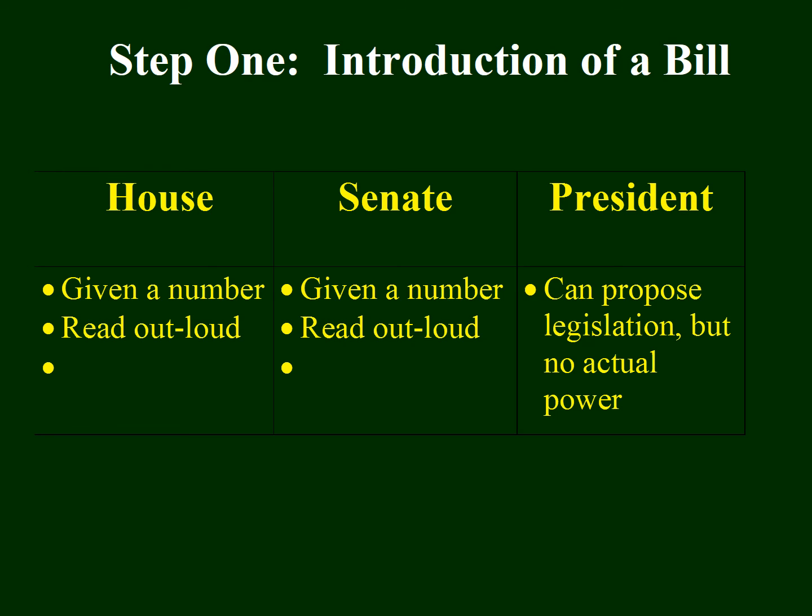Another thing that happens in this first step, the introduction of a bill, would be that the proposal would be read out loud, whether it deals with education, American foreign policy, tax on estates, or whatever the issue may be. It gets read out loud. It could be the entire bill, but often what happens is that an executive summary is read out loud, and then the rest of it is entered into the record. The President can propose legislation, but the President has no actual power to go on the floor of the House or the Senate to officially introduce a bill.